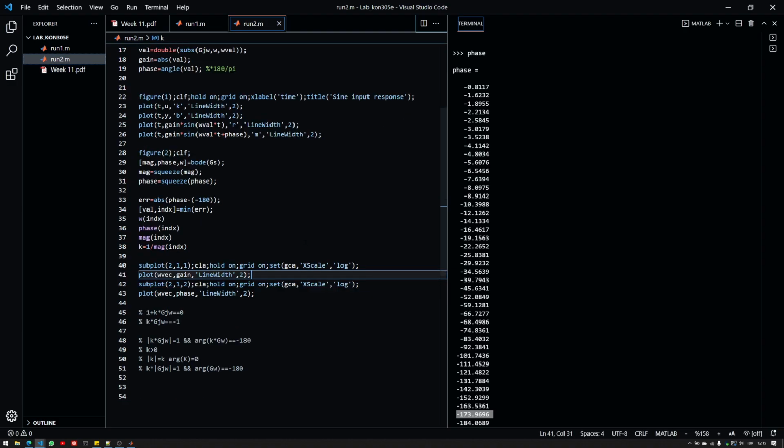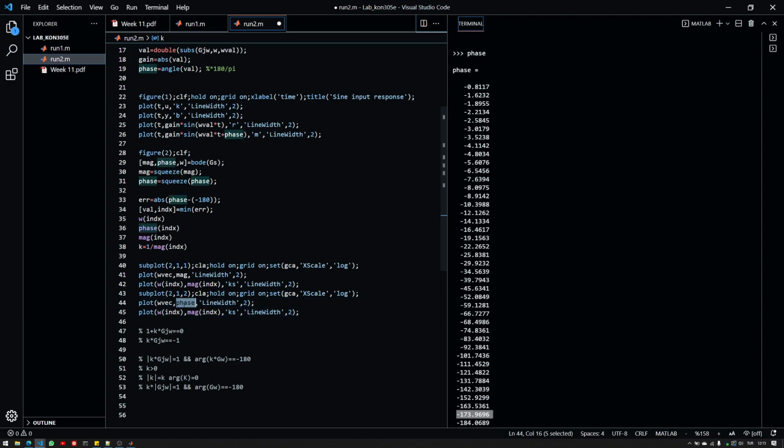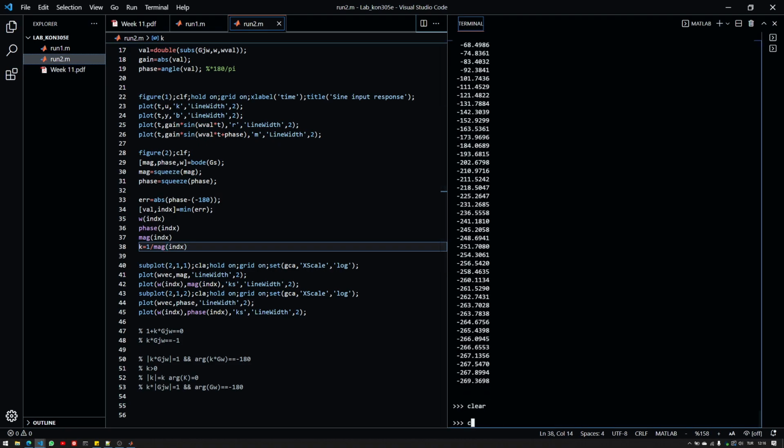Now, whilst we are at it, let's plot the omega index, comma, the magnitude or gain. So we called it magnitude, we called it gain. Yeah, let's call it magnitude here. Yeah, this one here. So magnitude index, and then maybe a square there, like square line width 2. And there we go. Now I'm marking the points. So let's use the phase index. That would give me that, and we should be ready.